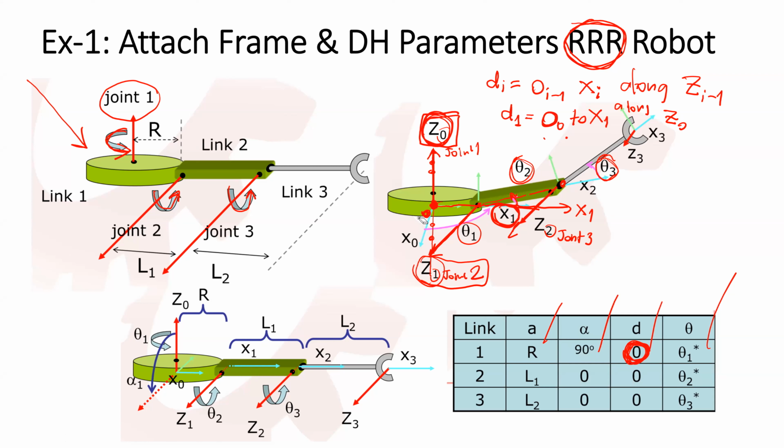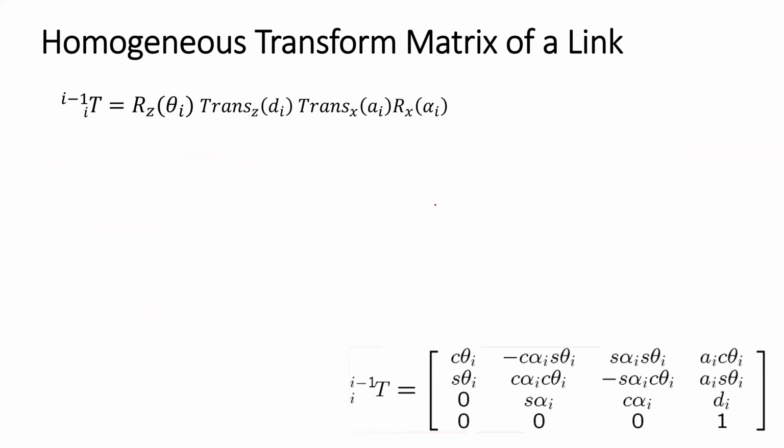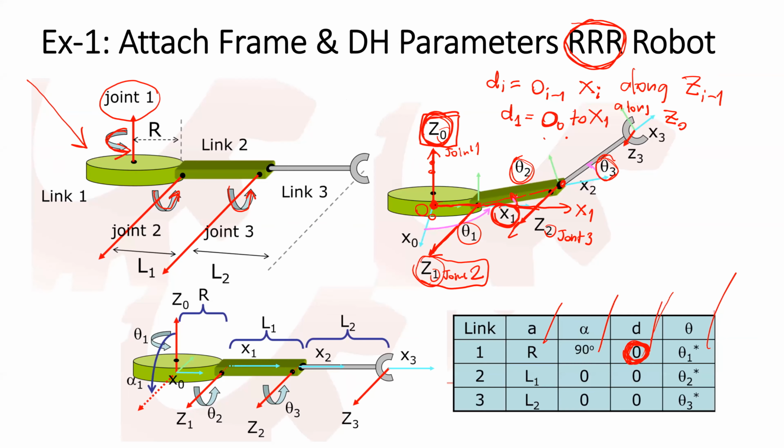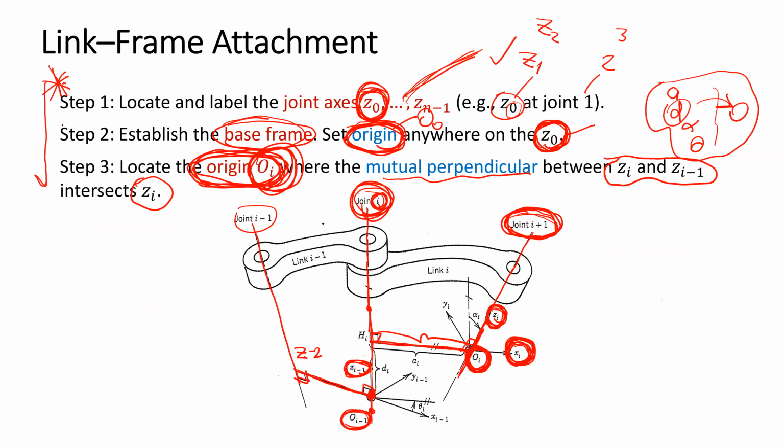But if you put the origin of frame 0 somewhere beneath this position, the d will not be 0, and it will increase the complication in our process. So you select O0 at the point at the same level as X1. So you put it here. That was step 2.